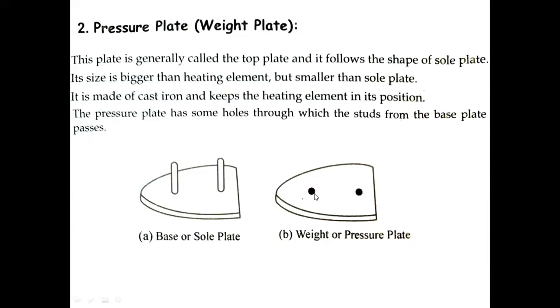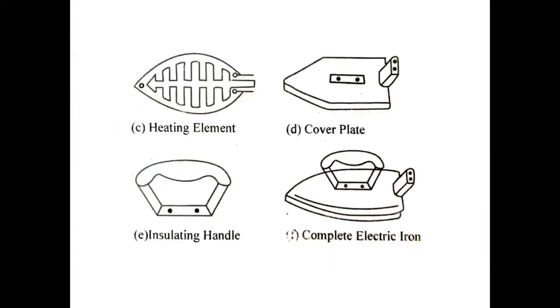Pressure plate, that is the weight plate. This is generally called the top plate and it follows the shape of the sole plate. Its size is bigger than the heating element but smaller than the sole plate. It is made up of cast iron and keeps the heating element in its position. The pressure plate has some holes through which the studs from the base plate pass.